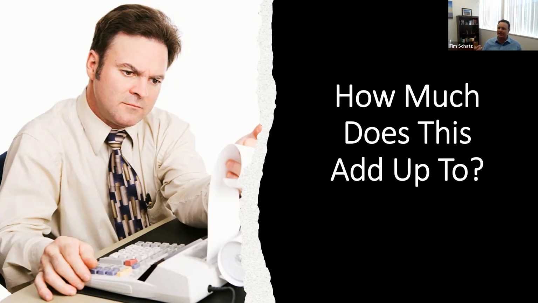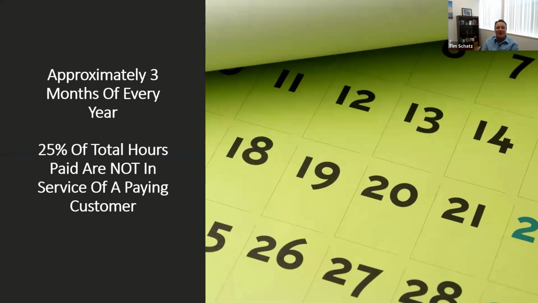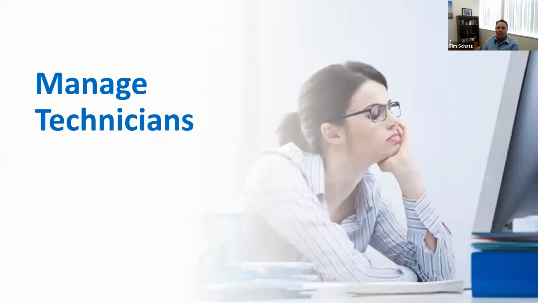Those are paying customers. It's in service of a customer that's paying you somehow, some way. And downtime is really the sum of the hours that we pay for, but are not deployed in a productive customer-facing manner. So here's the answer. Approximately 3 months out of every year, it seems like a lot, doesn't it? 25% of the total hours paid are not in service of a paying customer. And that's something that overall we can manage, and I'll give you a quick calculation on just how you can look at that, just to understand what your downtime is.